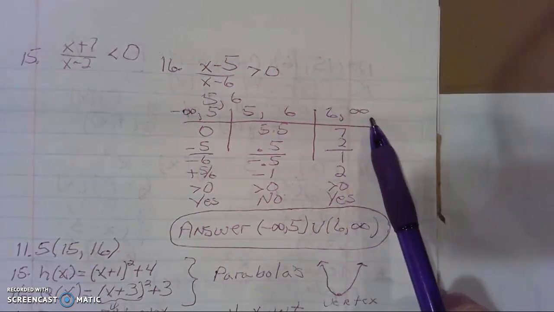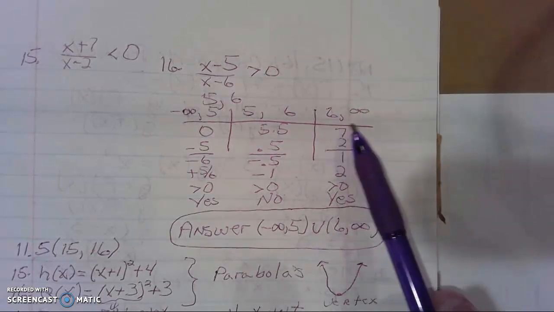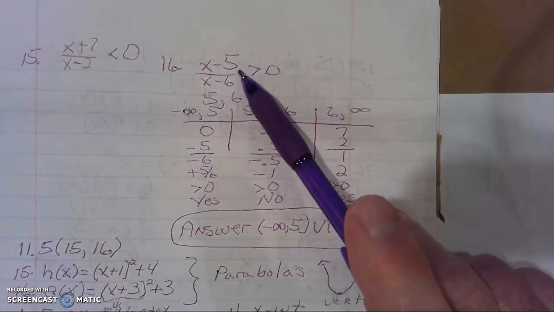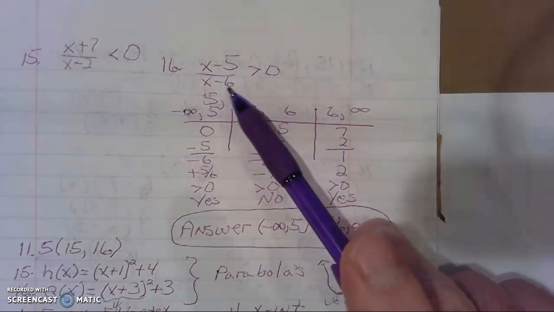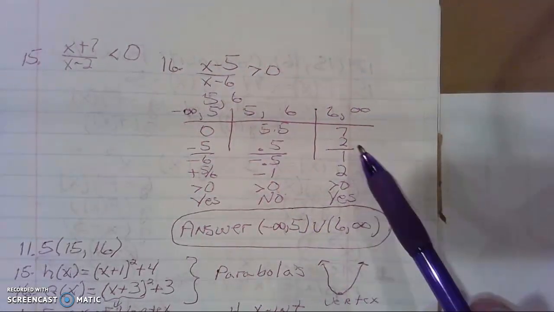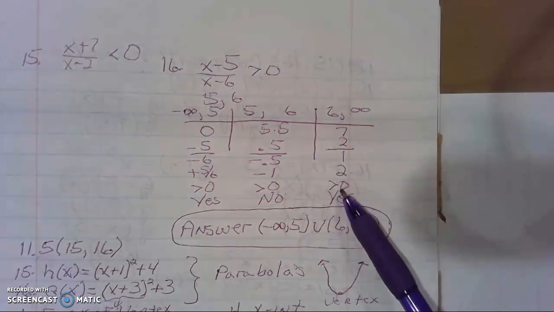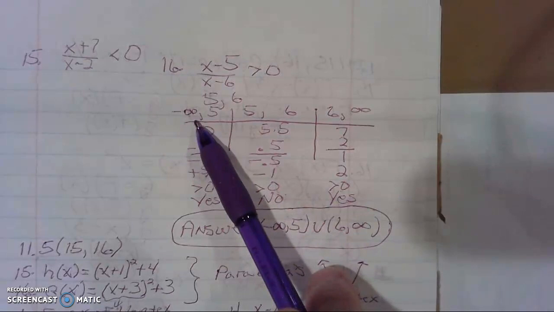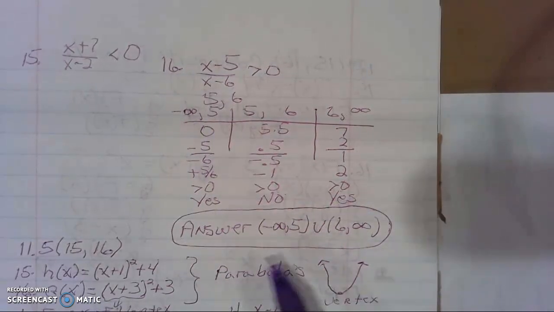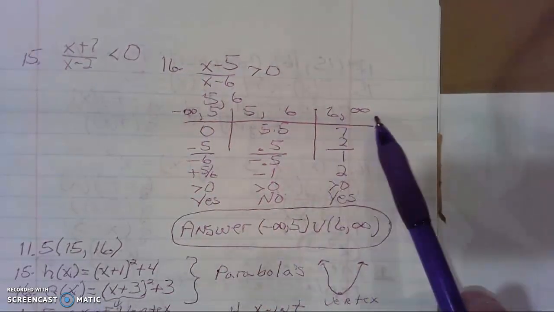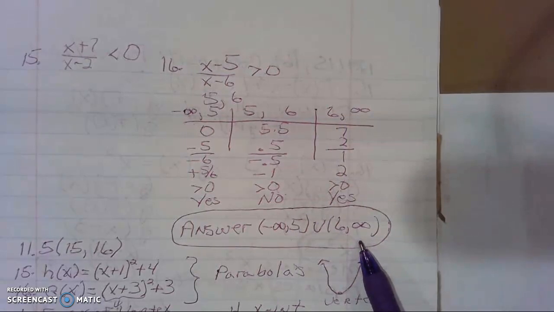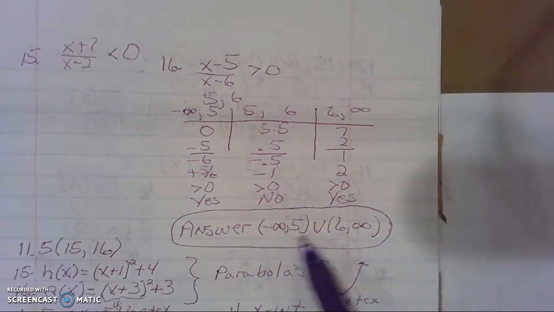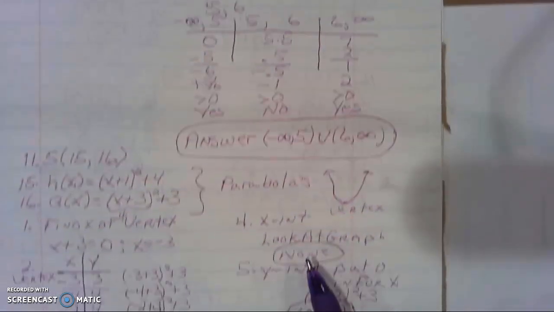Then I go from 6 to infinity. Choose a number between 6 and infinity. I chose 7. 7 on top, 7 minus 5 over 7 minus 6 is 2 over 1. 2, is that greater than 0? Yes. So my intervals that worked were negative infinity to 5 and 6 to infinity. The union. And again, there was no equal to, so parentheses on both of them.